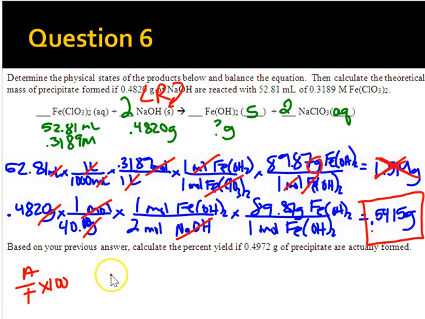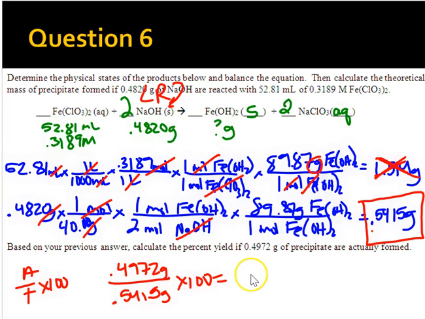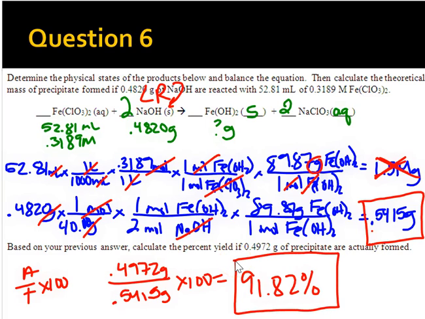Okay, so actually you got 0.4972. Theoretically, you should have gotten the 0.5415. And so then multiplying that by 100, that'll get us your percent yield. Remember, percentages also do have significant figures. Both of these numbers that we're using have 4 significant figures in them. So my percent yield will also have 4 significant figures. And my answer there is 91.82%.